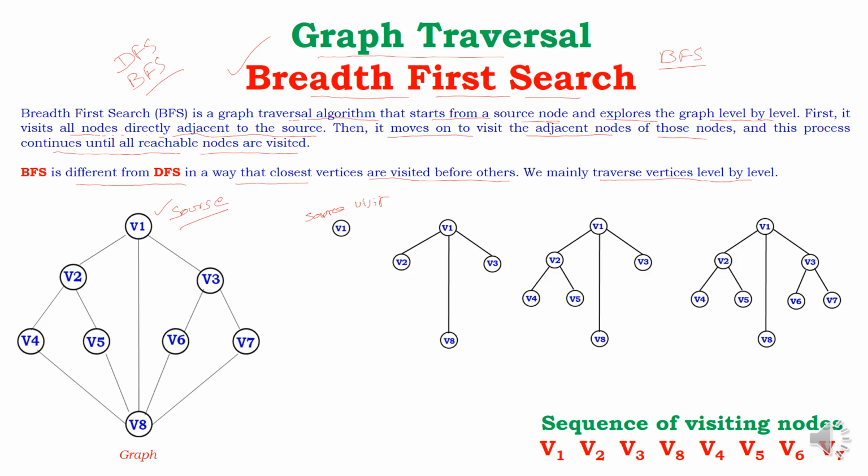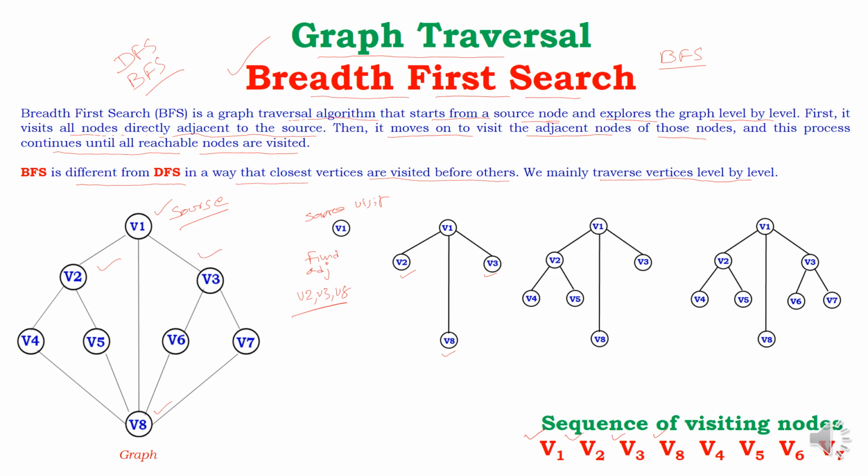V1 is visited. Then find the adjacent vertices of the source vertex. What are the adjacent vertices? V2, V3, V8, directly adjacent to V1. Visit all the adjacent vertices. V2 is visited, V3 is visited, V8 is also visited. See, initially V1, then V2, then V3, then V8.